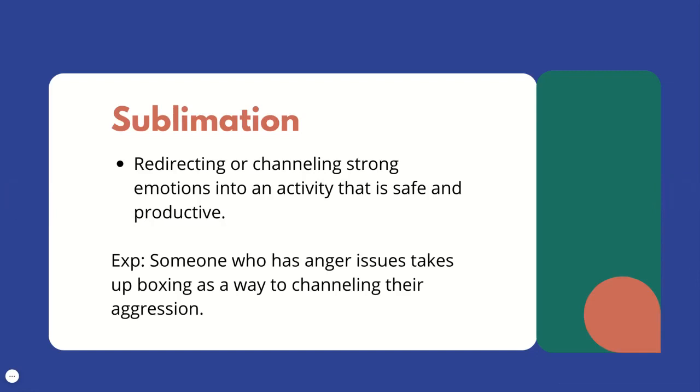Sublimation. Redirecting or channeling strong emotions into an activity that is safe and productive. So sublimation is actually a very positive defense mechanism. We have these strong emotions that might manifest in negative ways, but we're turning them into a safe, productive, and positive opposite. So the most common example here: someone who has anger issues takes up boxing as a way to channel their aggression. Someone who has anxiety channels that into yoga, channels that into mindfulness.